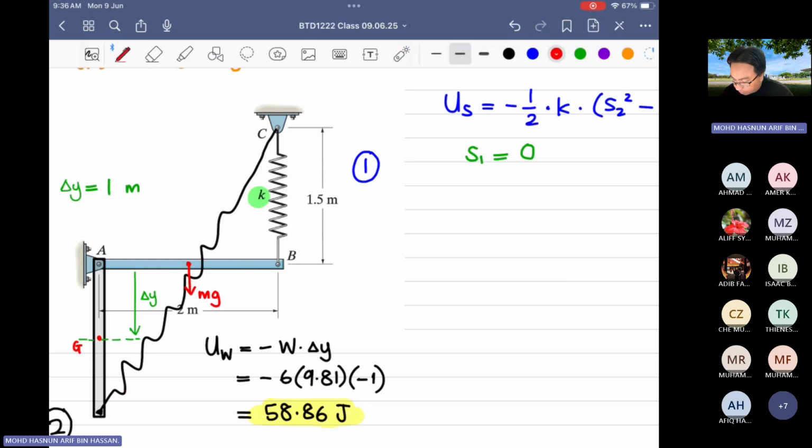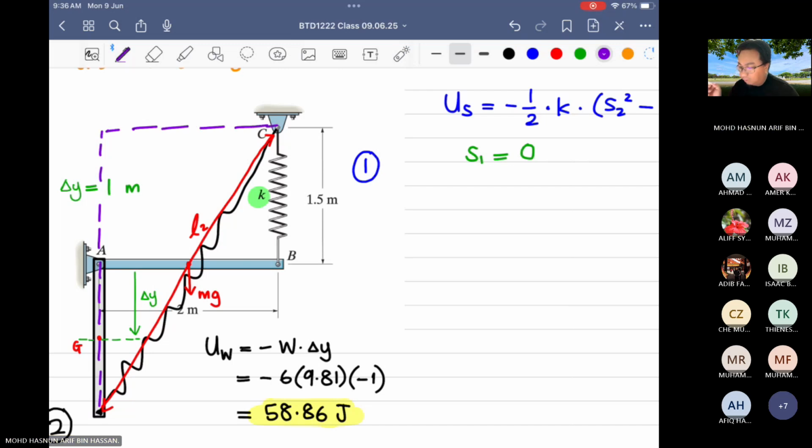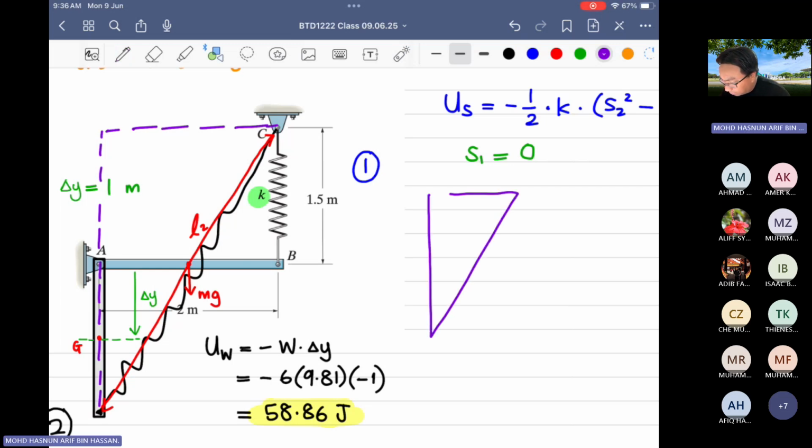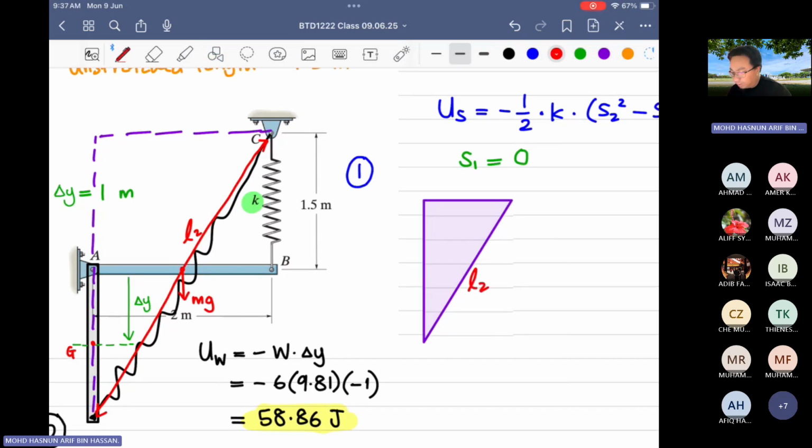extract a triangle also. So I draw it here. This is L2, right? This is our L2. Okay, to get L2, we can extract a triangle, like this. This is the side of the triangle, and this is the top side. So we can extract that triangle like this. Right? So this is L2 as the hypotenuse.